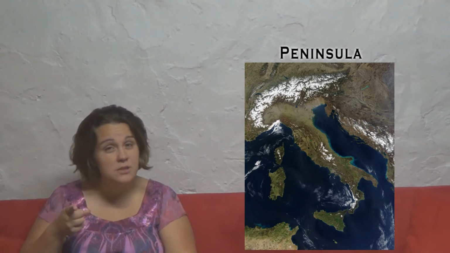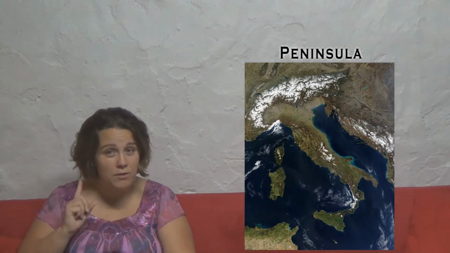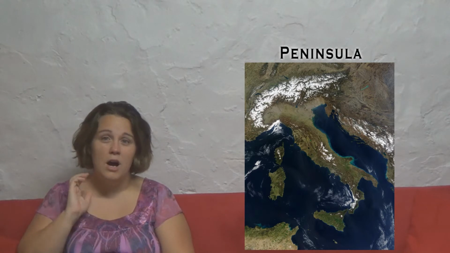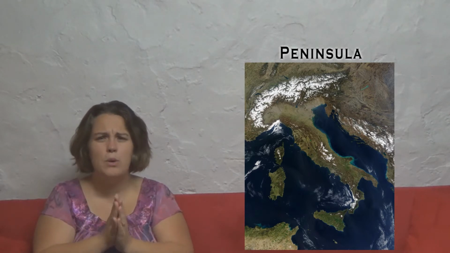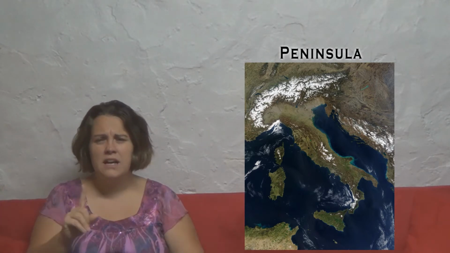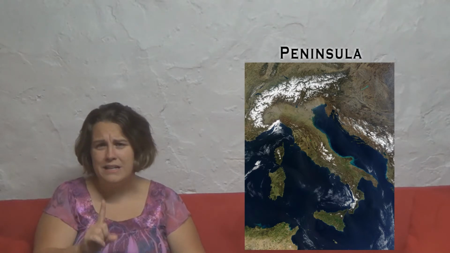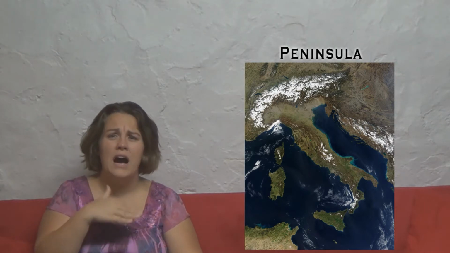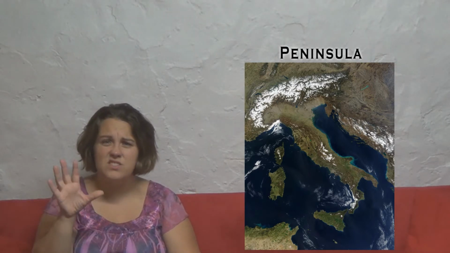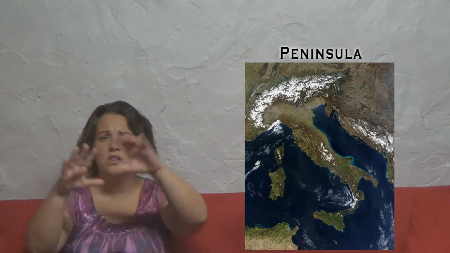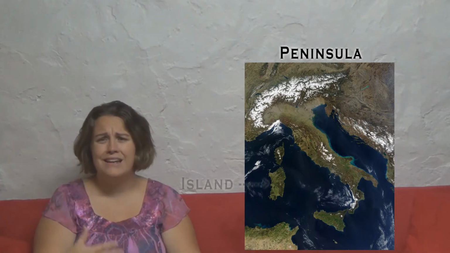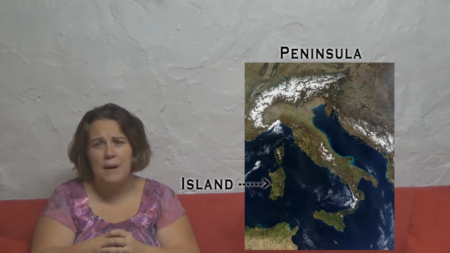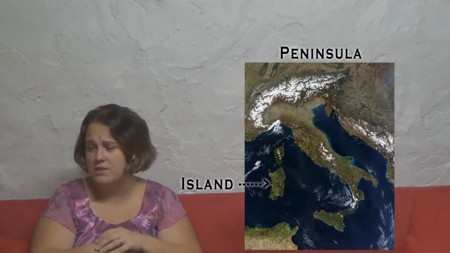If you guessed it's because an island is surrounded by water on all sides, you are correct. A peninsula is still connected to a bigger area of land by one side. So a peninsula is surrounded by water on 3 sides, but it's still connected to a larger area of land. And an island is surrounded on all sides by water. That's how they are different.